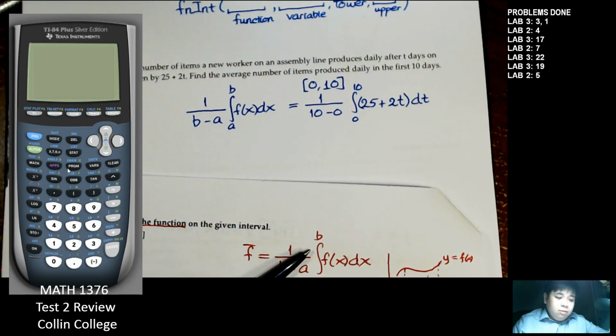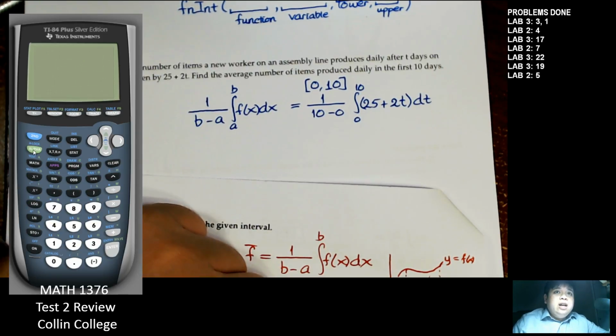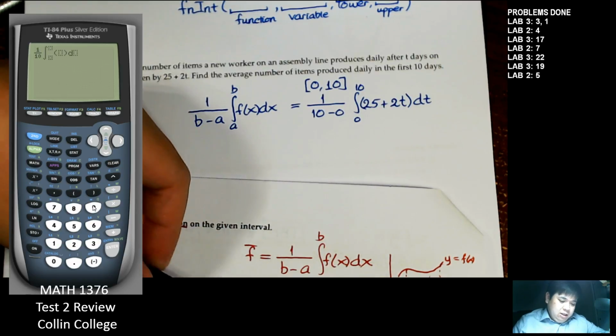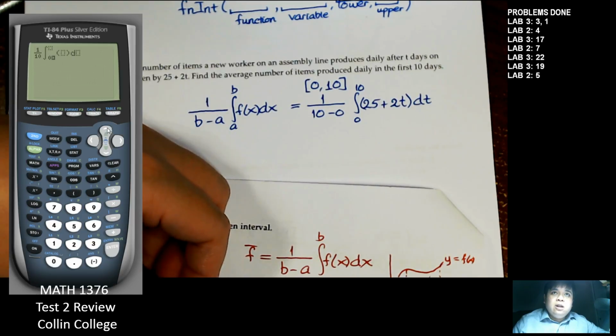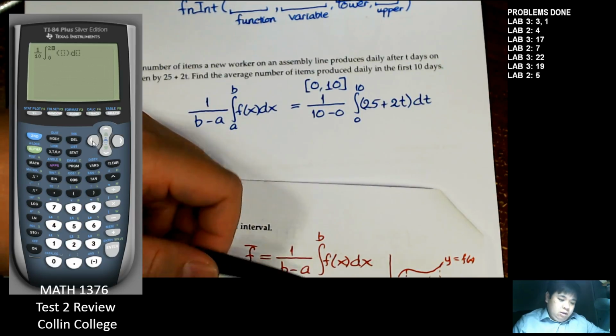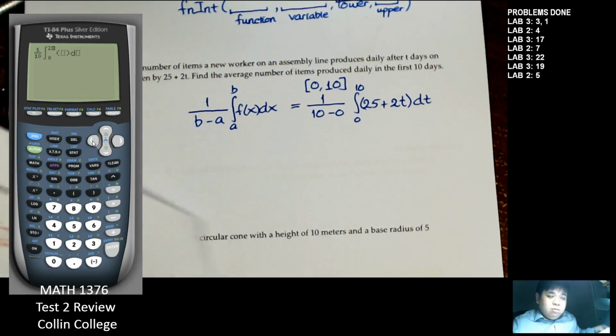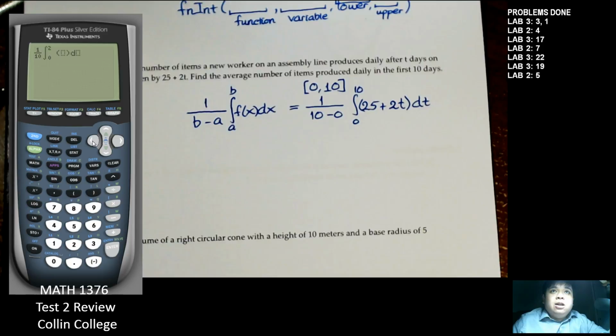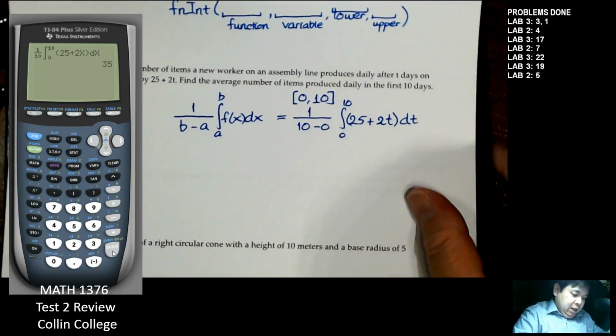Right, so pretty much 1 over 10. So if you have this calculator, you can get a fraction. It does the same thing, really. $35.